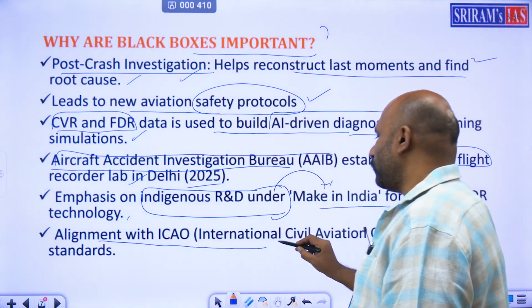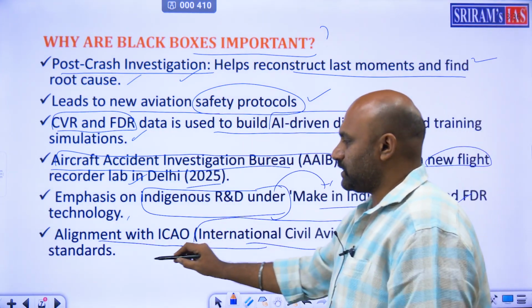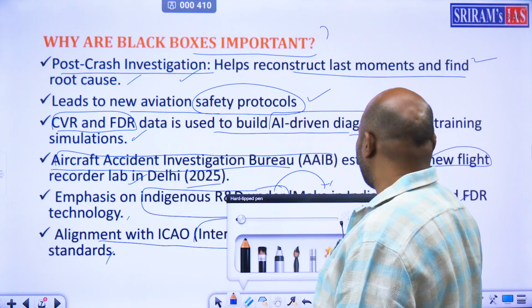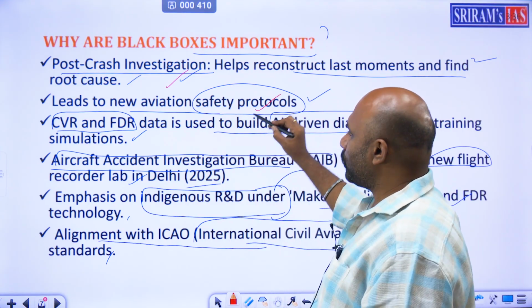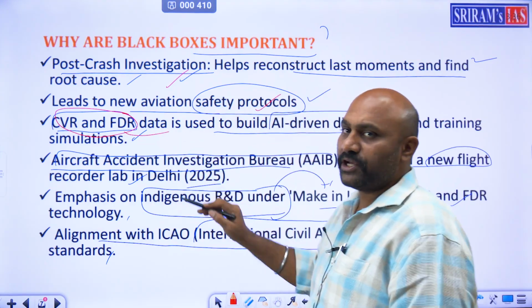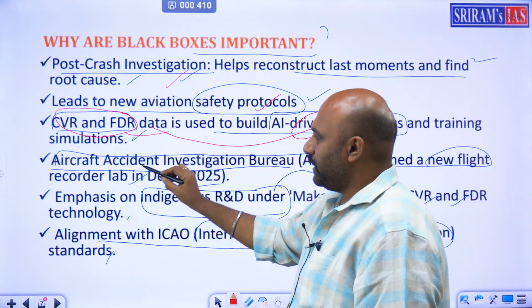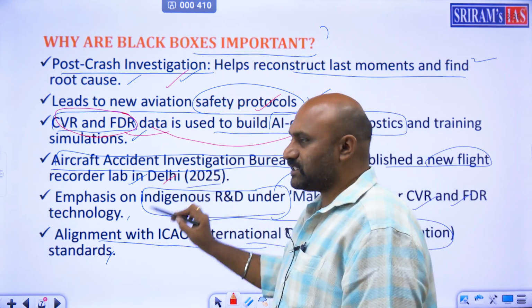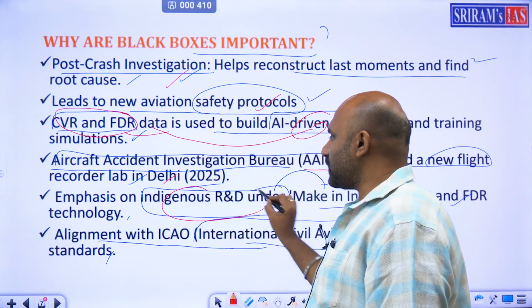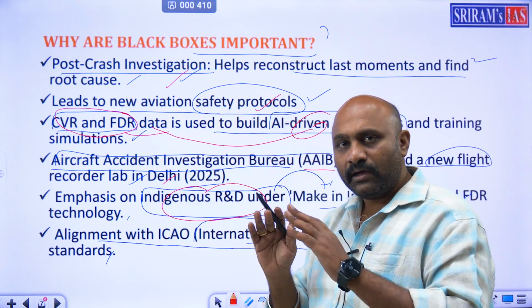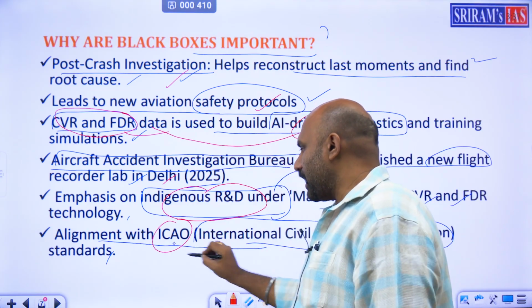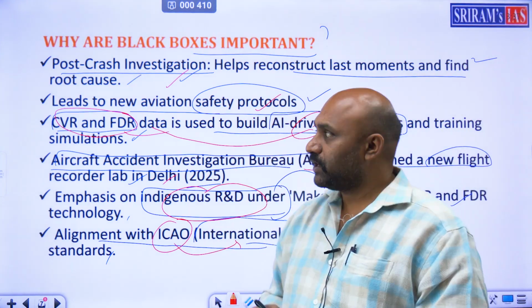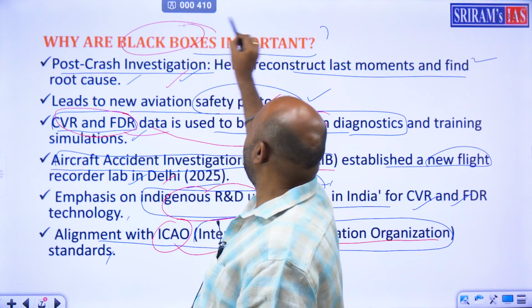Alignment with ICAO, which is International Civil Aviation Organization standards. So these are all the reasons why the black box is very important. First one is investigation, second one is safety protocols, third one is CVR and FDR simulations and AI driven diagnostics. Next, the Aircraft Accident Investigation Bureau AAIB in Delhi has established a lab there, for indigenous R&D for CVR as well as FDR. These are all the bases. And finally, to align with ICAO, International Civil Aviation Organization standards, that means you follow those protocols. So these are all the purposes for why the black boxes are very important.